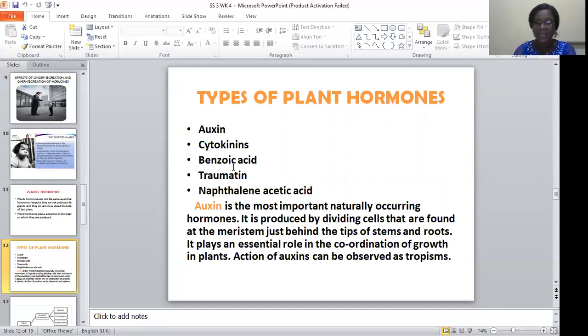Auxin is the most important naturally occurring hormone in plants. It is produced by dividing cells that are formed at the meristem, just behind the tip of the stem and root. That is where you can see Auxin located in plants, at the tip of the stem and at the roots. It plays an essential role in the coordination of growth in plants. That is, without Auxin being present in a typical plant, growth might be retarded or might not take place. The action of Auxin can be observed as tropism.